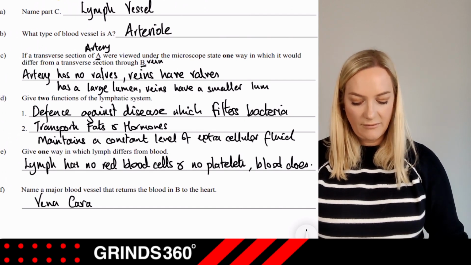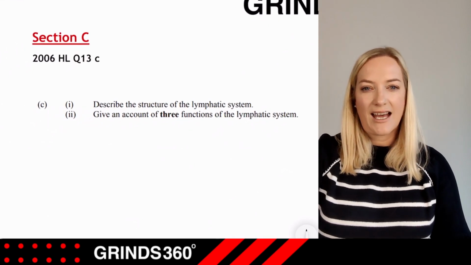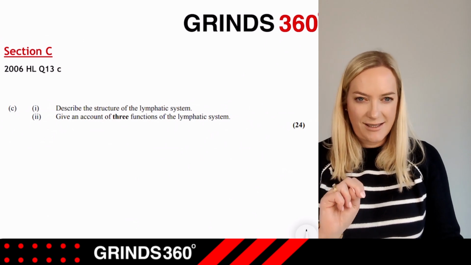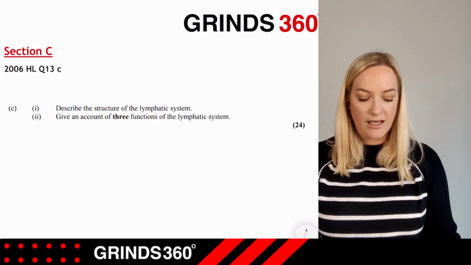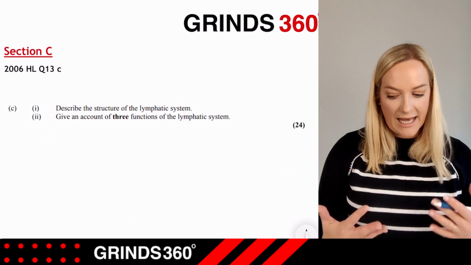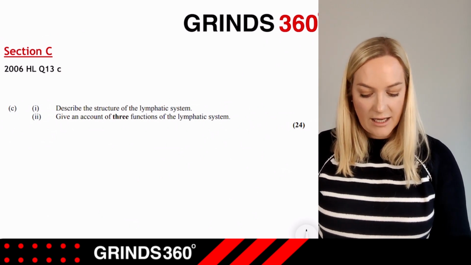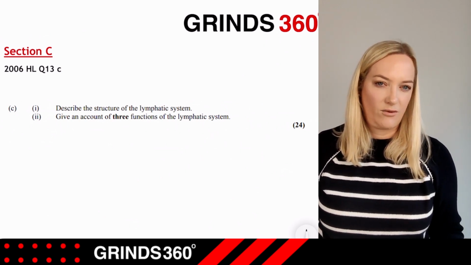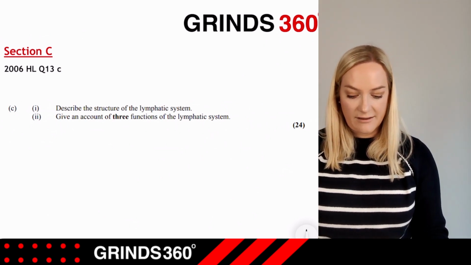Okay. Now, it has come up before, a long time ago in 2006, and it was part of a section C question here. And you can see there's 2 sentences and 24 marks. The magic number is 8. So you have to think, okay, so 3 will go into 24 8 times. So how am I going to break this up? So I want to try and have correct answers here. So describe the structure of the lymphatic system. How many marks do you think would go for that? Give an account of 3 functions of the lymphatic system.